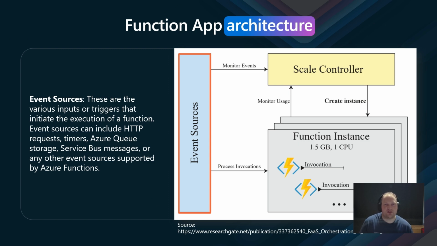These are the various inputs or triggers that initiate the execution of a function. Event sources can include HTTP requests, timers, Azure Storage queues, Service Bus messages, or any other event sources supported by Azure Functions.